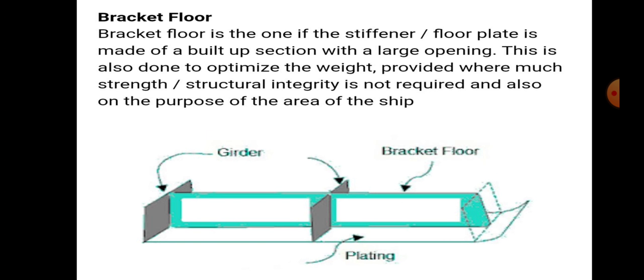Bracket floor means the stiffener or floor plate is made of a built-up section with a large opening. This is also done to optimize weight, provided where much strength or structural integrity is not required, and also based on the purpose of the area of the ship.